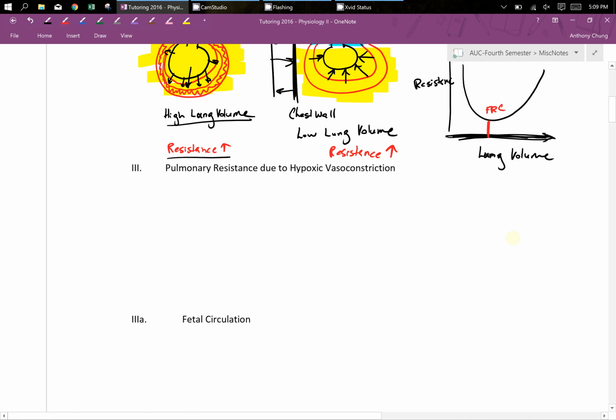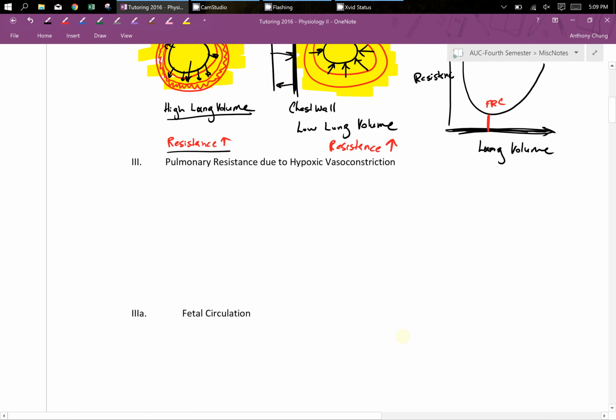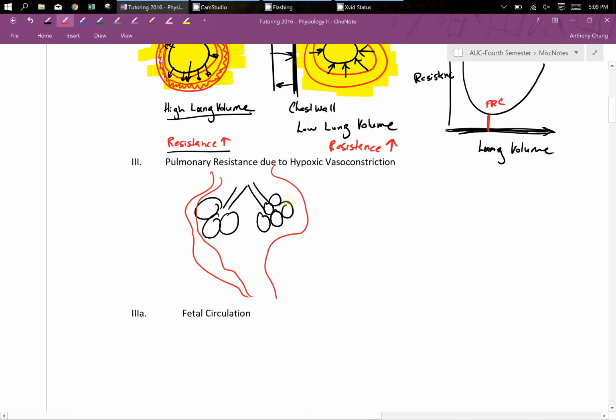All right. Next thing, pulmonary resistance due to hypoxic vasoconstriction. Imagine this is your alveoli, and here's another alveoli over here. Looks like a bunch of grapes, and you have this blood vessel that comes along, and then it takes care of both of these alveoli. Now, in the situation that you have no oxygen in one of these alveoli. So like, let's say this was blocked.